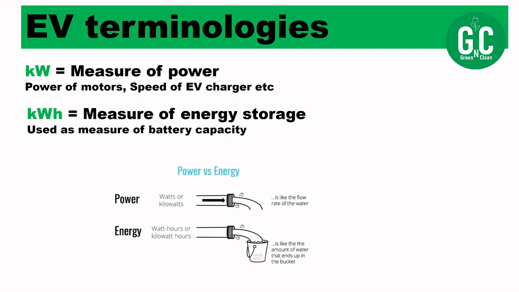If I were to show you an analogy, power can be seen as the rate at which the water comes out of a hose. So if you have a hose of bigger diameter, then more water comes. That means more power comes. Whereas energy is the ability to store that water in a bucket. So the bucket can be small or big. So that's the difference between power and energy, or watt and watt hour, or kilowatt and kilowatt hour.